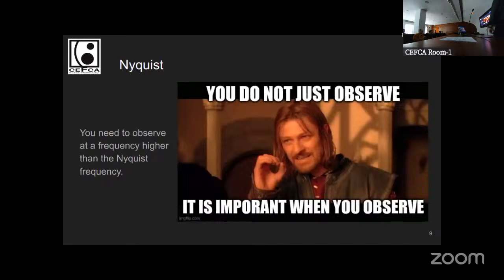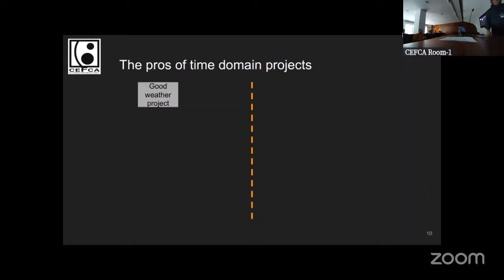And this brings me to the Nyquist theorem. It's not just observe. It is important when you observe. Remember the Nyquist theorem? If you have a period, you have to observe at least twice the frequency, half the period. So anyway, you get the point. And we're going to get into this in a sec.